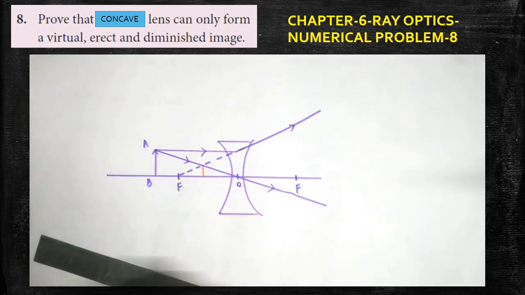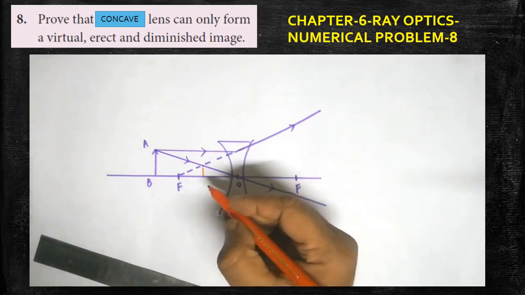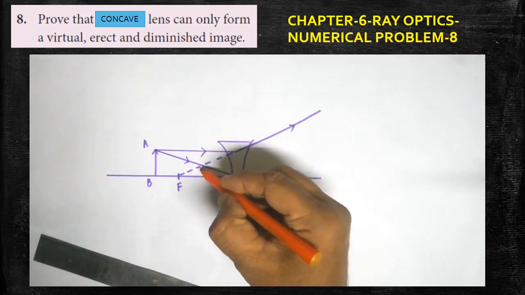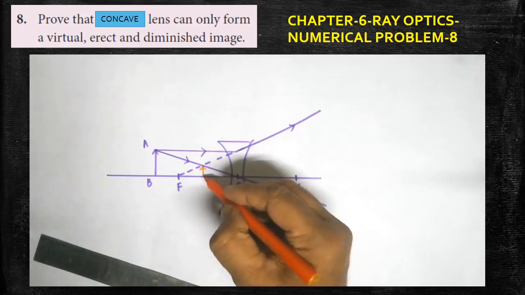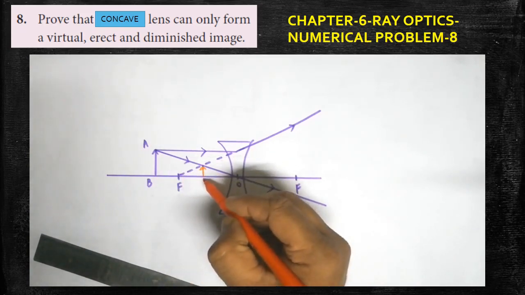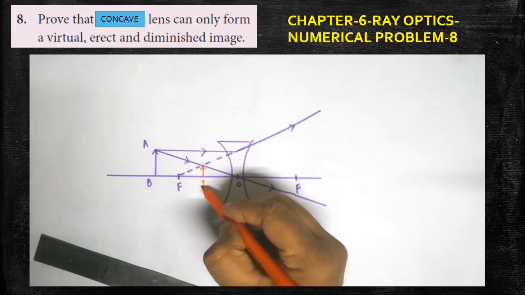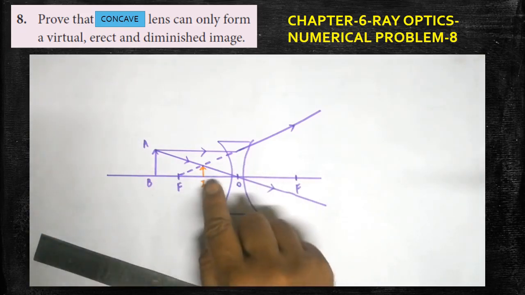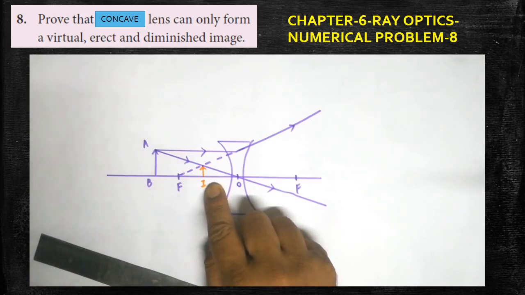Why must the image be drawn with a dotted line? Because that image is virtual. Are you clear? The image is virtual. This is a real object. This is the image, and that image is virtual. That's why the image must be represented by a dotted line.